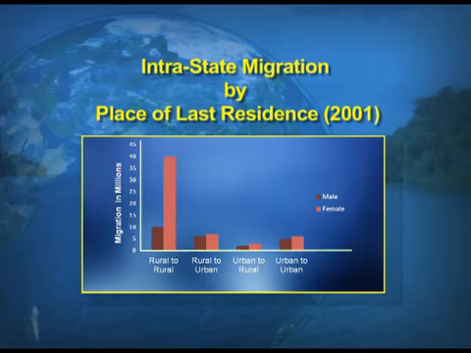And in this stream of migration, you can see the females are outnumbering the male population. In the second stream of migration, which is rural to urban migration, in that case also the females are outnumbering the males. In the third, urban to rural, again you can see it is outnumbered by the female migration. And lastly, urban to urban migration, the females are outnumbering the males.